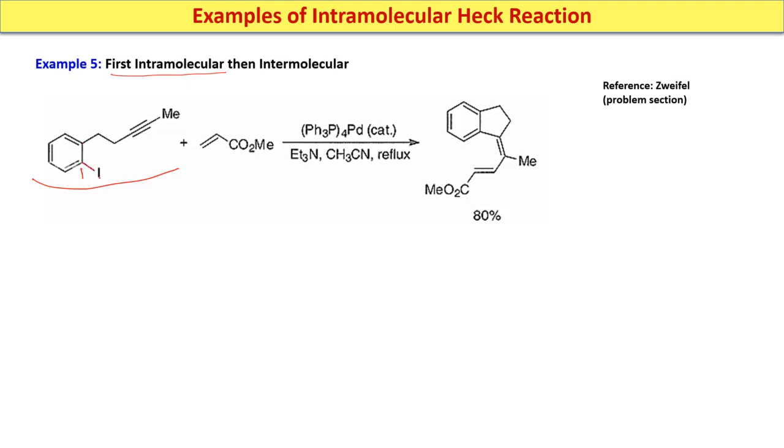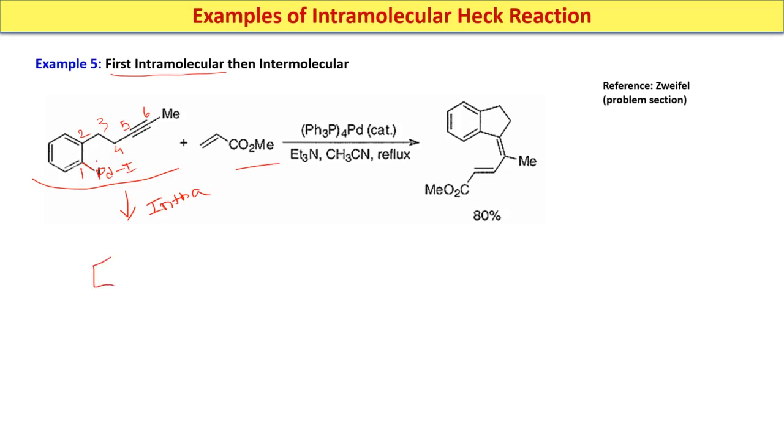So this is our CI. First there will be formation of PdI at positions 1, 2, 3, 4, 5, 6. Before it reacts with the other substrate, which is the alkene, it can react within itself. So that is why first we will get the intramolecular Heck coupling.